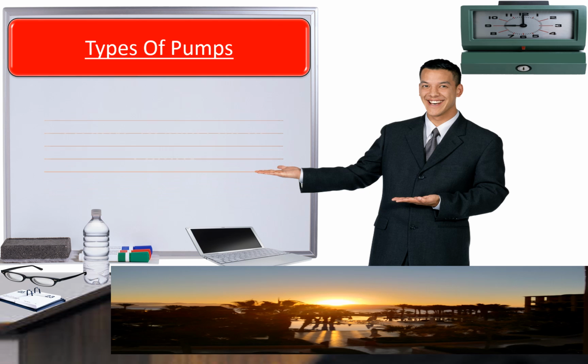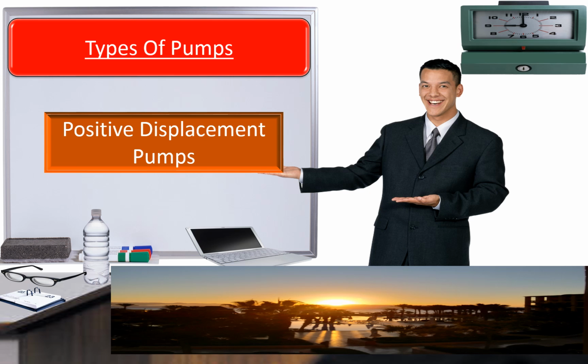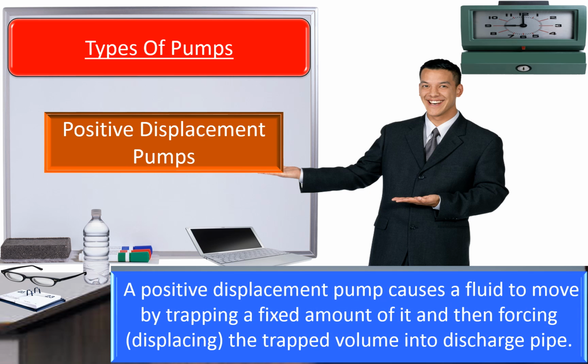Now let us move on to the next large category of pumps, positive displacement pumps. Why is it called positive displacement? A positive displacement pump causes a fluid to move by trapping a fixed amount of it and then forcing the trapped volume into a discharge pipe. With every pumping action, a fixed constant volume of liquid is pushed into the discharge pipe.